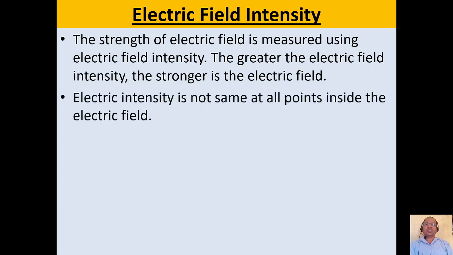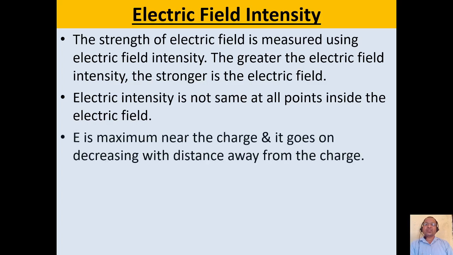Electric field intensity is not the same at all points inside the electric field, because as the point changes, the distance between the test charge and the given charge changes, the force changes, and hence the electric field intensity also changes. So electric field intensity is maximum near the charge, and it goes on decreasing with distance away from the charge, because near the charge the distance is very small, so the force will be maximum, and hence the electric field intensity will also be maximum. As distance from the charge increases, the force goes on decreasing, and hence the intensity also goes on decreasing.